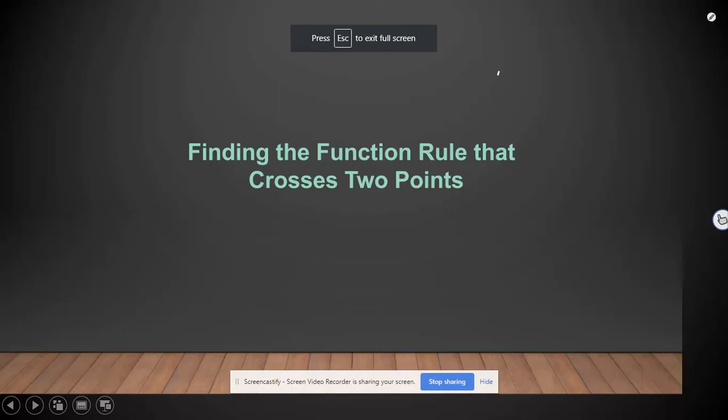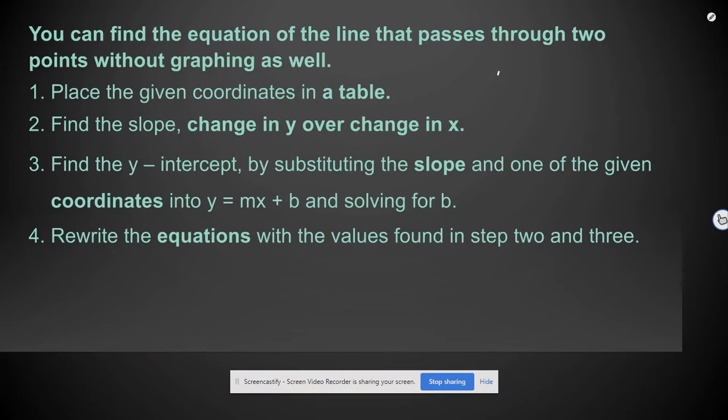Hi gang, today we're going to be finding the function rule that crosses through 2 points. Let's take a look at what we got. So here you can find the equation of the line that passes through 2 points without graphing as well.